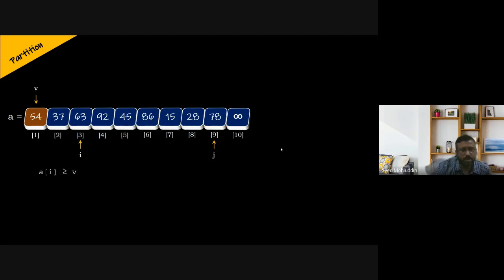Element 64 is compared with element 54. It is greater, so i stops. Then j moves towards left. Element 28 is compared with element 54. It is less, so j also stops. Then the element at index i is swapped with the element at index j.